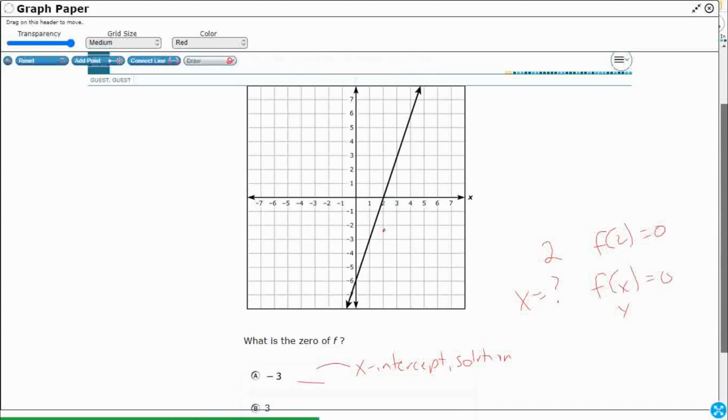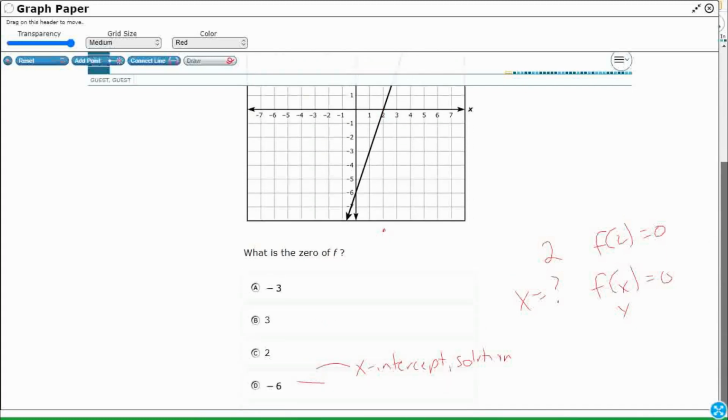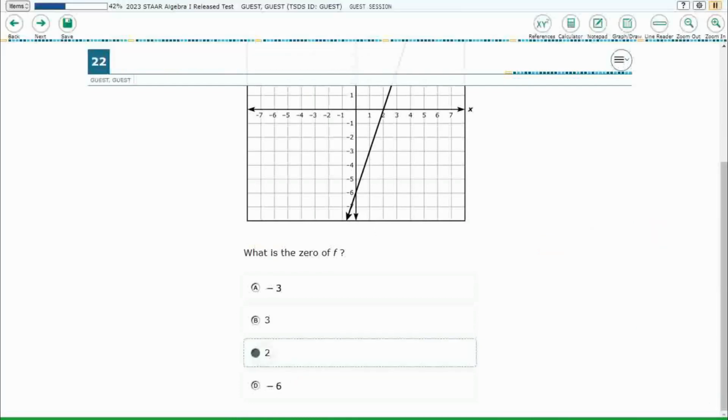So the 0 of f, there it is. It's going to be 2. Our answer is C. Let's see how we did across the state of Texas.